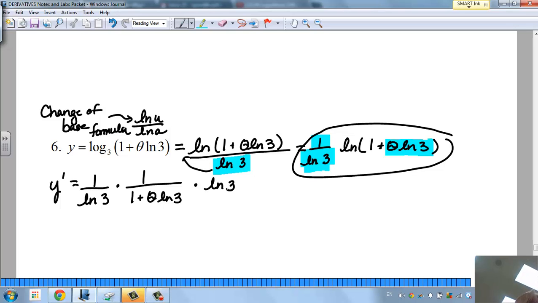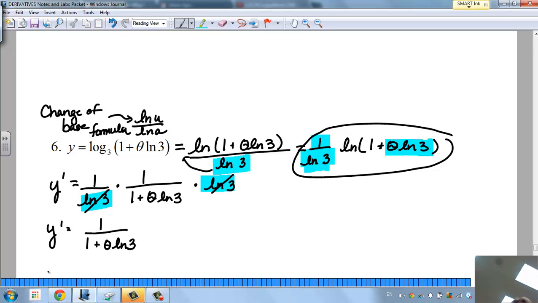And so I just took the derivative. And the cool thing here I can see is this and this can cancel. So that's nice. So the derivative is y prime is 1 over 1 plus theta natural log of 3. So there is our derivative.